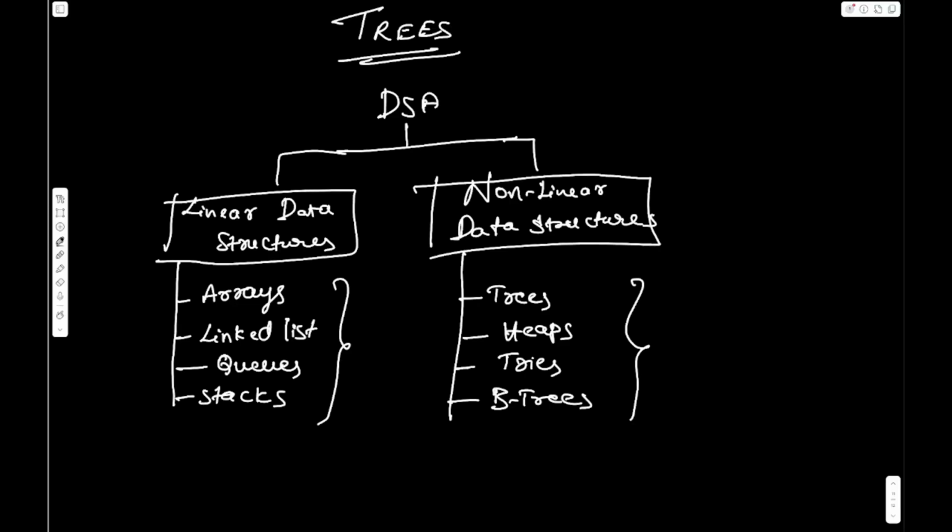So far, we have learned arrays, stacks, queues, linked list. All of them are linear data structures. If you can see in the classification of the data structures, under the linear data structures, we have arrays, linked list, queues, and stacks, which we have already learned. If you have not already watched my videos, please go ahead and watch my previous videos.